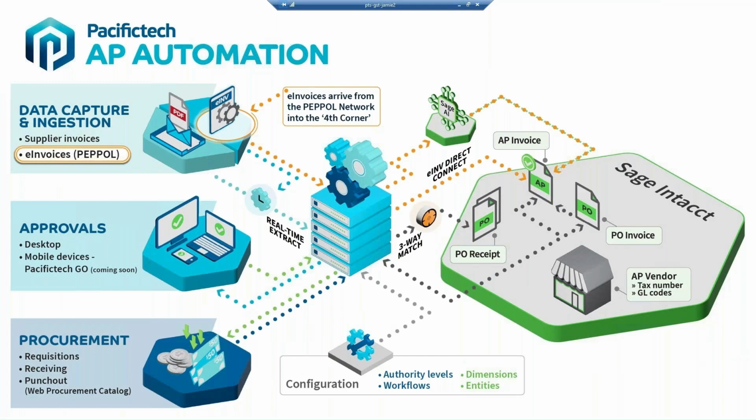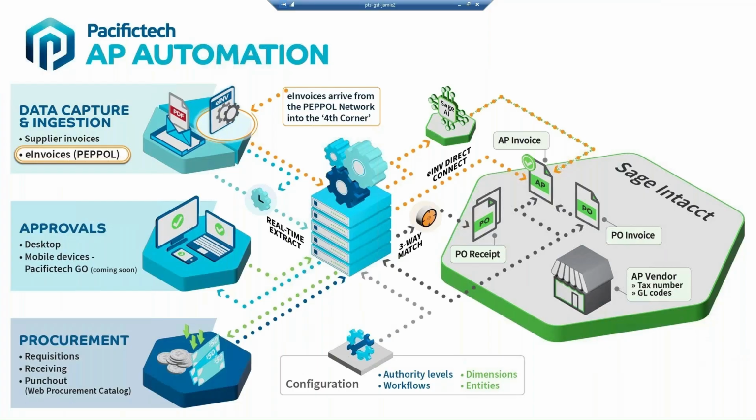Up the top, we've got our data capture and ingestion, and also this tower in the middle is our workflow engine. This is where we can do the configuration of the workflows, the approval processes, and we've got the authority levels. You can see down the bottom there, we've got our configuration, authority levels, workflows, and beside that, we've got two of the key Intacct functions, which is dimensions and entities. So our solutions support those important parts of Intacct.